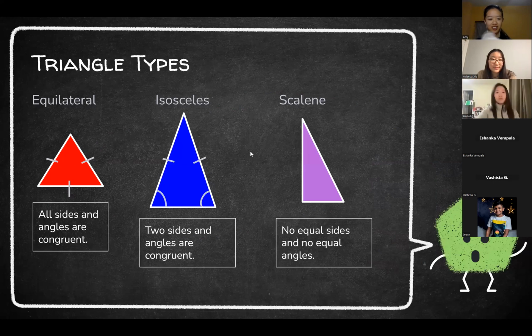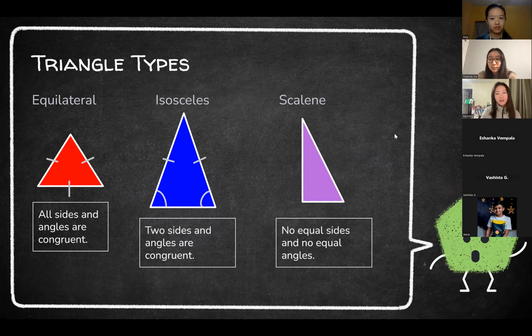Kayan, you want to talk about triangles? Sure. Okay, so there's 3 types of big groups of triangles. And the first one is equilateral triangles. We really like these because they're simple. All the sides and angles are congruent, so they're the same measure.